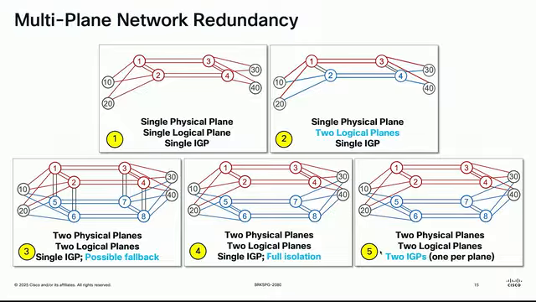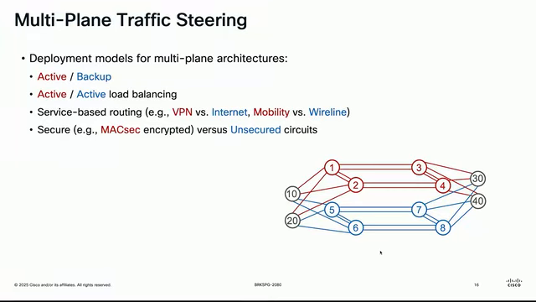Topology 5, on the other hand, has two physical, two logical, and now we have created two separate IGPs, one per plane. So if there is any IGP failure in one plane, it will not have any impact in the second plane. Let's take a look at some of the deployment models for multi-plane architecture.